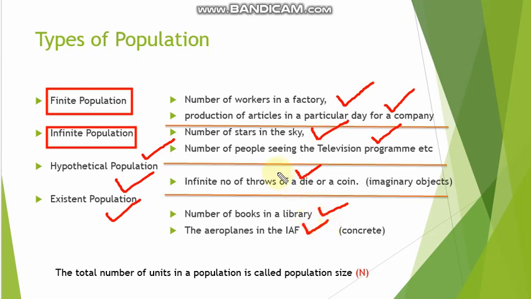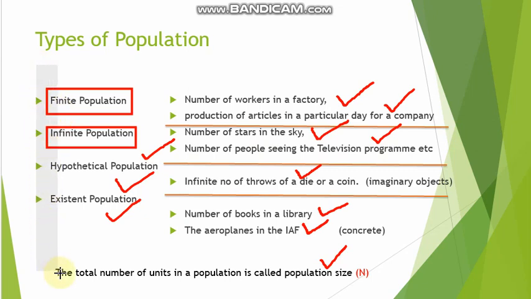If you come to our department, you can see that there are 25 computers. So you can visualize the 25 computers. Therefore we can call this an existent population. The total number of computers is 25. So it is an existent population, meaning it is a concrete population. The total number of units in a population is called the population size, and it is denoted by capital N.